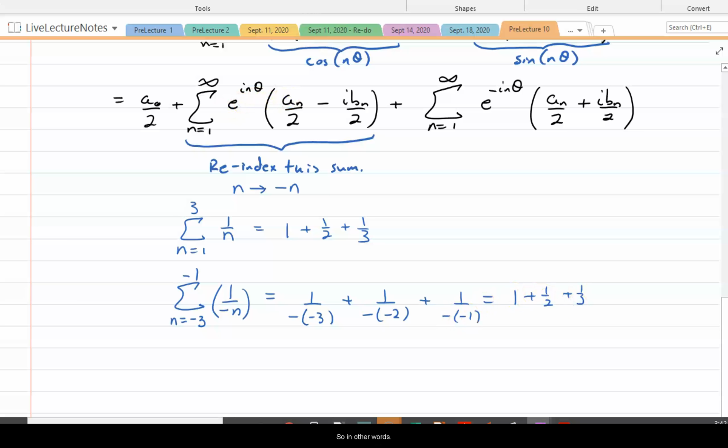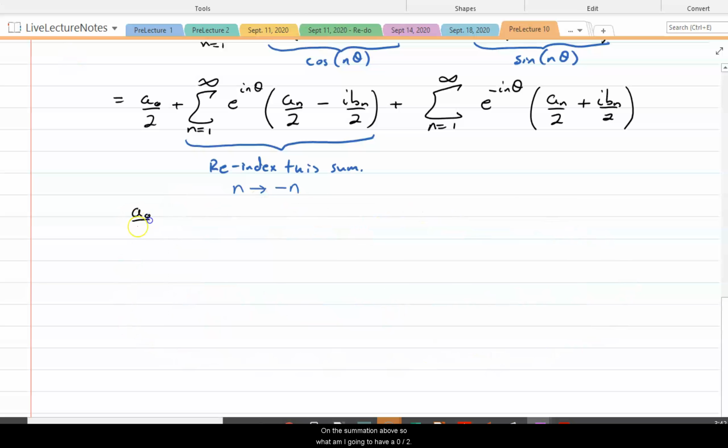Okay. So in other words, again, like a u substitution, if I let x equal to minus u, then this becomes negative, but then I have to change the limits of integration in order to reflect that change. And so if I change n to minus n, but also change the limits, I'm not going to do anything to the sum. So we're going to do this same thing on the summation above. So what am I going to have? a0 over 2 plus the sum. Now n is equal to minus infinity to minus 1.